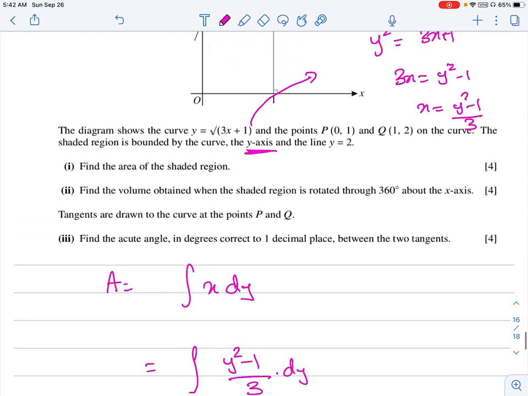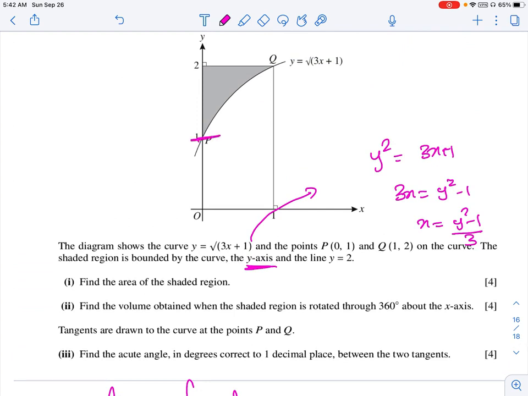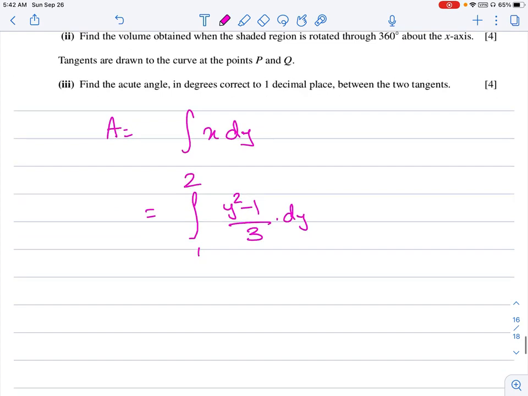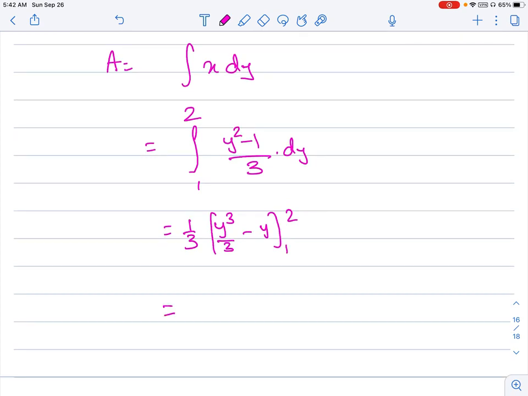And the limits, because we can see that it is starting from 1 and ending at 2. 1 to 2. So it becomes y cube upon 3 is outside. Y square integral is y cube by 3 minus 1 integral is y, from 1 to 2. Plug in the values: y cube upon 9 minus y upon 3 from 1 to 2.